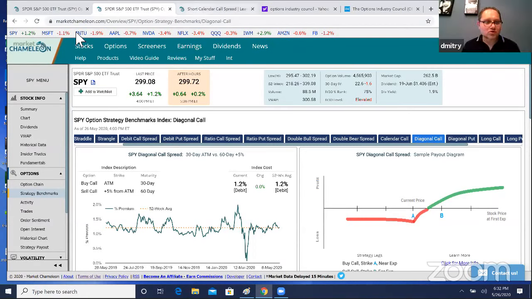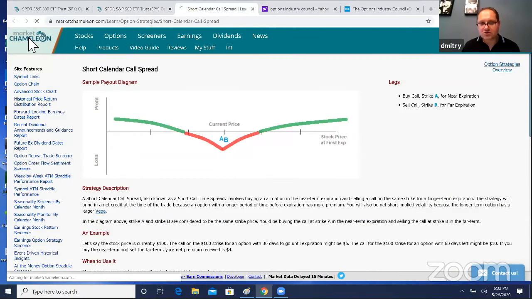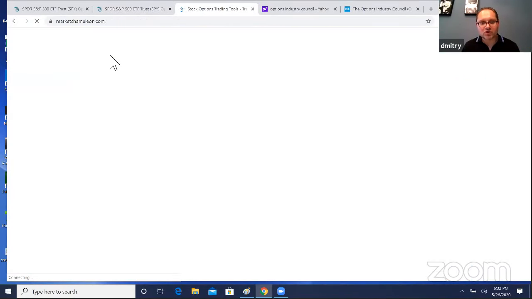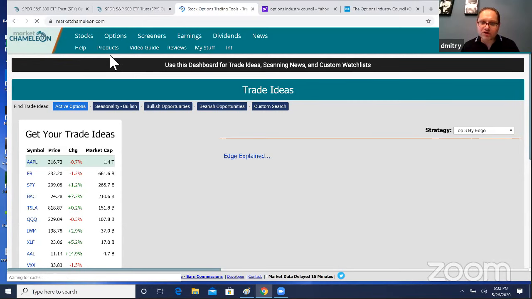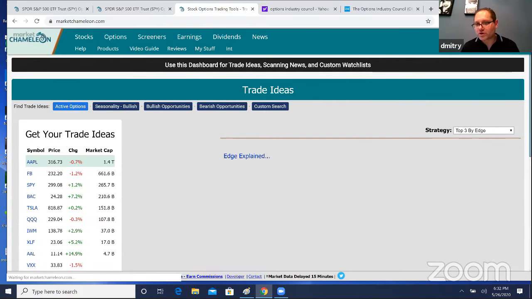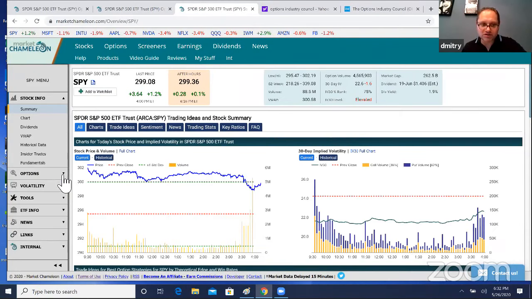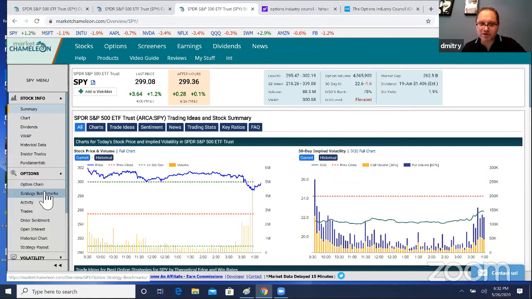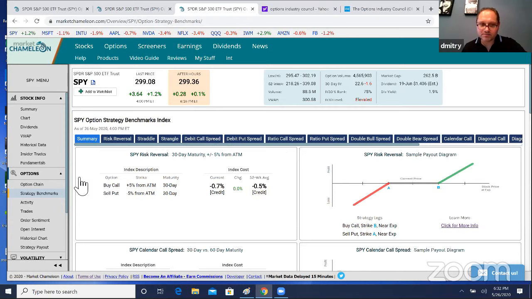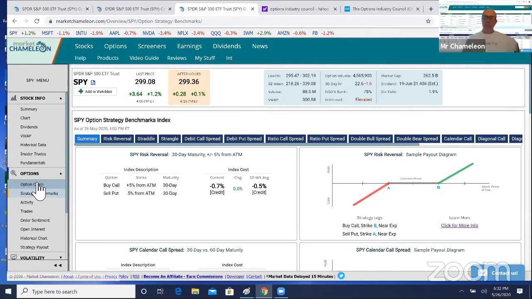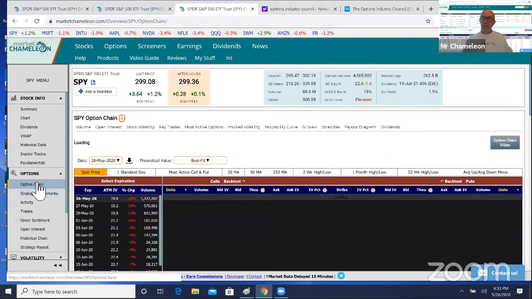Sure. Let's say I'm just going to start out from the homepage really quickly. Up here, you could just type in any symbol, SPY, right? It'll take you to this screen here. And when you hit on options, here's the options chain. Here are the strategy benchmarks. So the options chain is the first one, strategy benchmarks is the second one. And that's where you'll find it. Excellent.